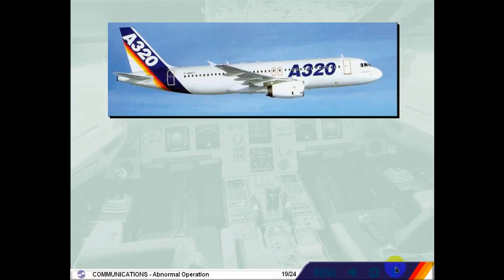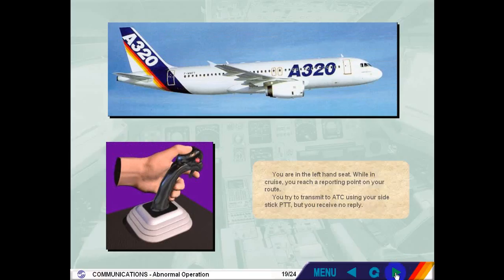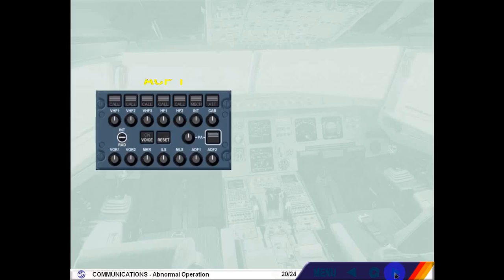You are in the left-hand seat. While in cruise, you reach a reporting point on your route. You try to transmit to ATC using your side stick PTT, but you receive no reply. When you check your ACP, you see that all the lights are extinguished. You try to select VHF 1 for transmission, but your selection has no effect.